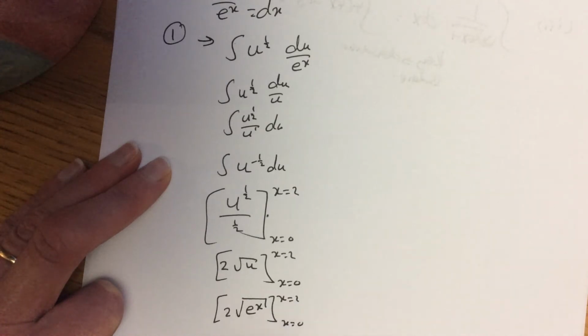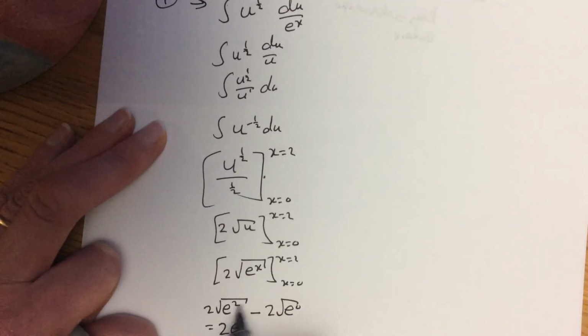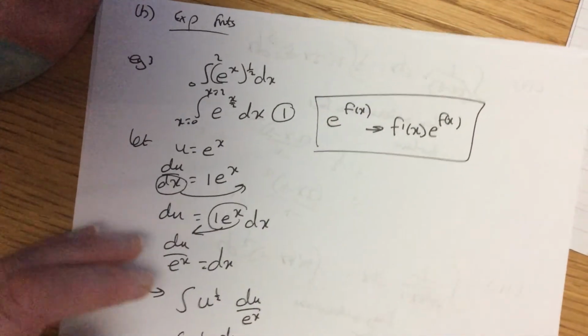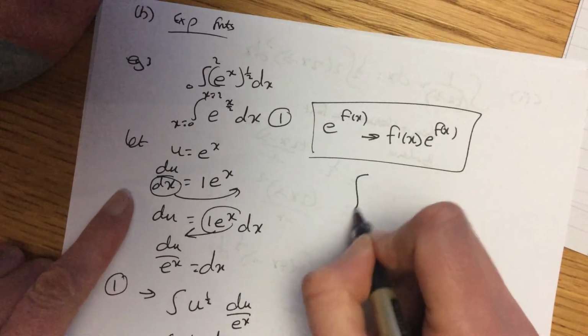Now, sub in your 2, so it's 2 root e squared, minus, then sub in your 0, e to the 0. That gives me 2e, the square and the root cancel off, and the power of 0 is 1. So it's 2e minus 2. Goodness, that was very complicated for that. Okay, this is the way I would do it.